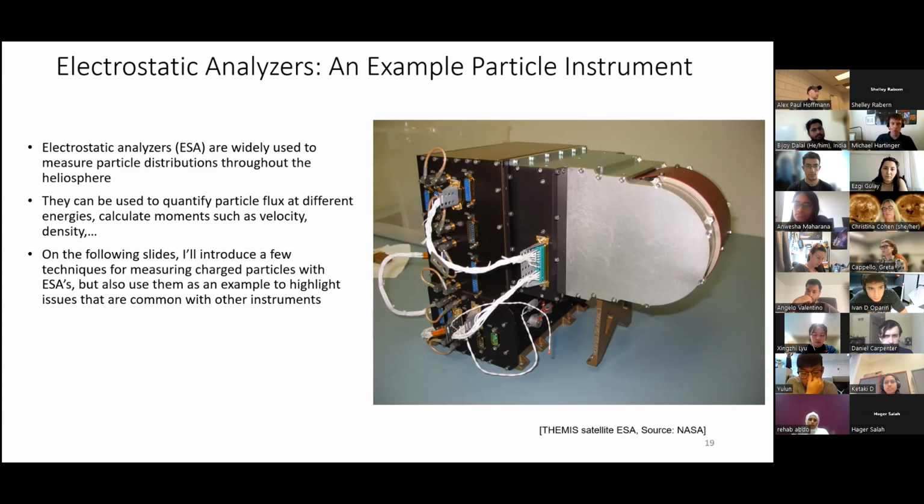And I'll just introduce a couple of techniques that you can use to measure charged particles with ESAs, and again highlight some examples of common issues with other instruments. This is a picture of the THEMIS satellite electrostatic analyzer, one of which was flown on each of the 5 THEMIS satellites.